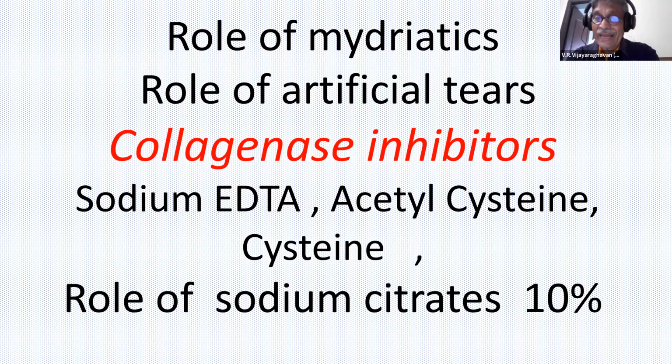And other things like sodium EDTA, ethylene diamine tetraacetic acid. That is a chelating agent, which can chelate and remove the calcium. That's one of the chelating agents. Acetyl cysteine and cysteine are all directly acting. They can directly inhibit the collagenase. Whereas sodium EDTA removes the calcium from the corneal tissue.